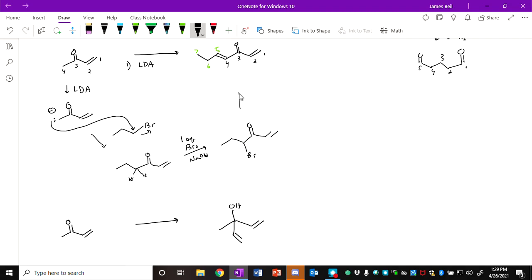And then we could form the pi bond there by doing an elimination reaction with an ethoxide or terbutoxide or methoxide. Those should be sterically bulky enough to pick off this proton and push electrons in, push out the leaving group, and make the pi bond where you want it.